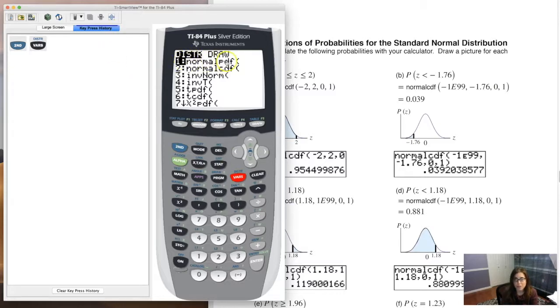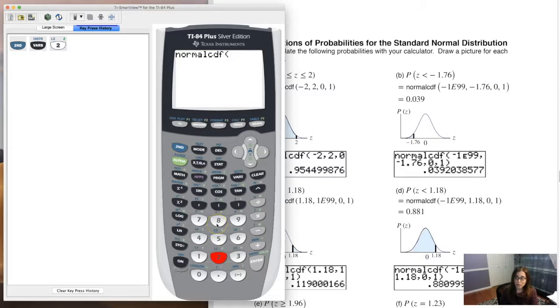Now let's be super clear, you will never use normal PDF. We won't use that in here. We will either use normal CDF or inverse norm, so you'll use options 2 or 3. When you're calculating probabilities, which I'm asking you to do in this example, you will use normal CDF. When we're doing something that I call the backwards problems, we'll use inverse norm, but we're not there yet. I just want you to know it's coming. So let's hit option number 2. You can either scroll down and hit enter or just hit the number 2.